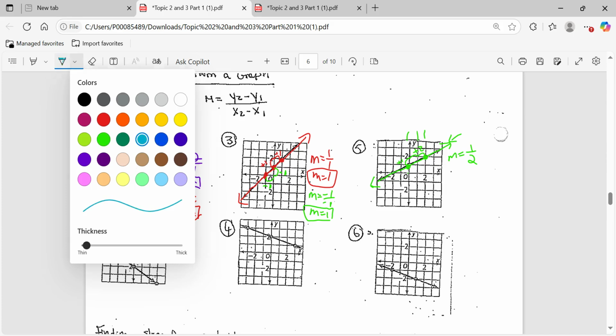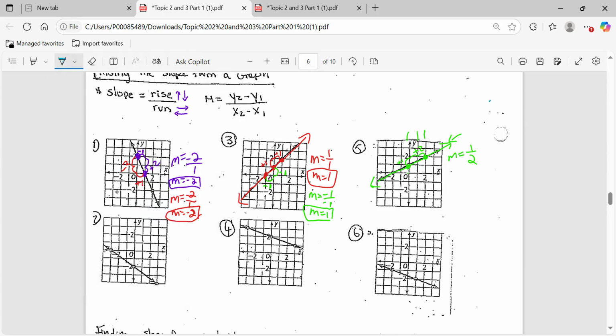All right, now that you are back, you should have had this for number 2. From here, you could go up. Here's my point over here. You could go up 2, so that's a positive 2, and to the left 1, 2, 3, negative 3, so that your slope is 2 over negative 3, which is just negative 2/3.